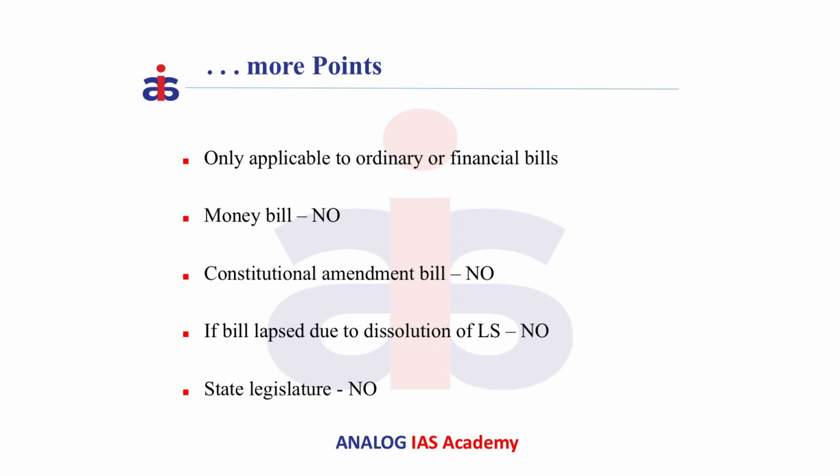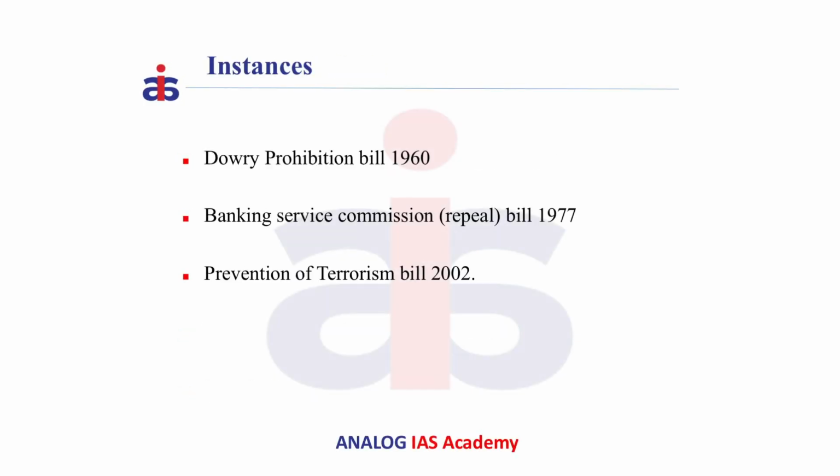Next, if the bill under dispute has already lapsed due to dissolution of Lok Sabha, then joint sitting cannot be summoned. The bills that have been passed using the device of joint sitting till now are Dowry Prohibition Bill 1960, Banking Services Commission Bill 1977, Prevention of Terrorism Bill 2002.